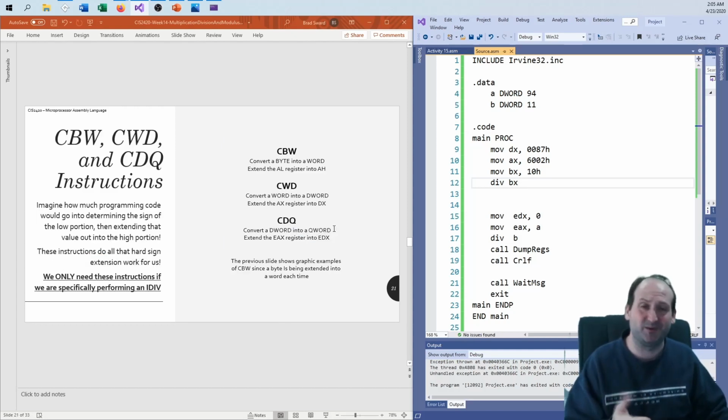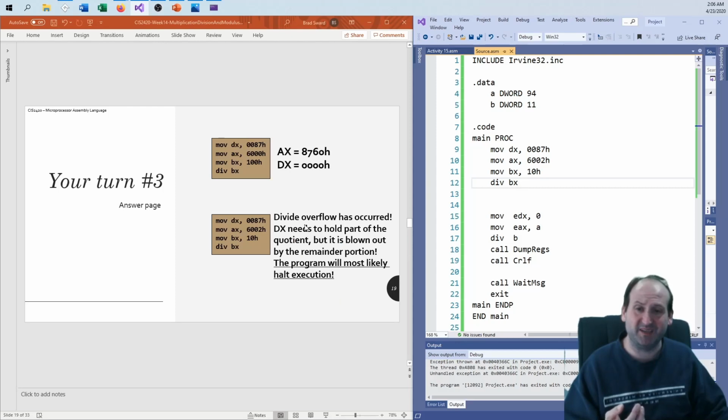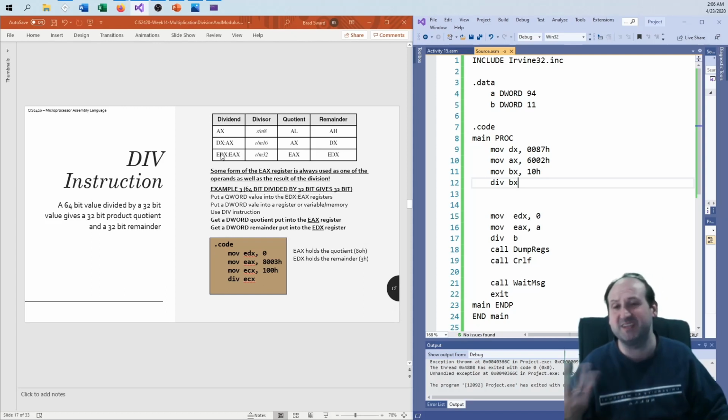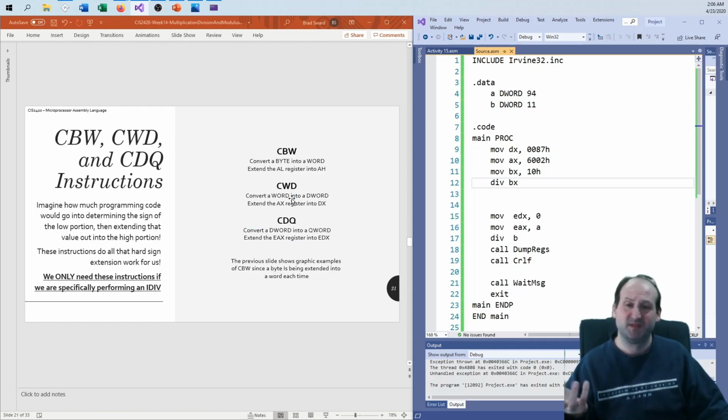It seems terrible until you read it out: convert byte to word, convert word to double word, convert double word to quad word. So it knows to fill in the high end. If I had AL, it would know to fill in AH. If I start with AX, it knows to fill in DX. If I start with EAX, it knows to fill in EDX with either all zeros or all ones, depending on the operation. It's just a matter of whether I'm dealing with bytes, words, or double words, and it fills in what it needs to so that you can do the math correctly.